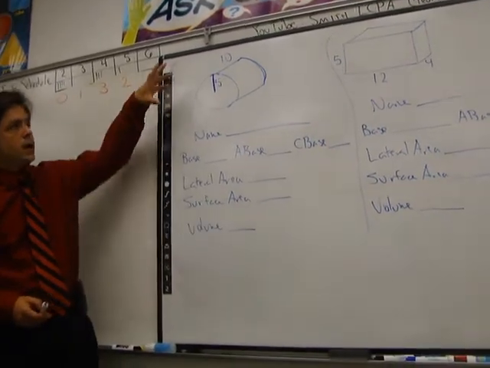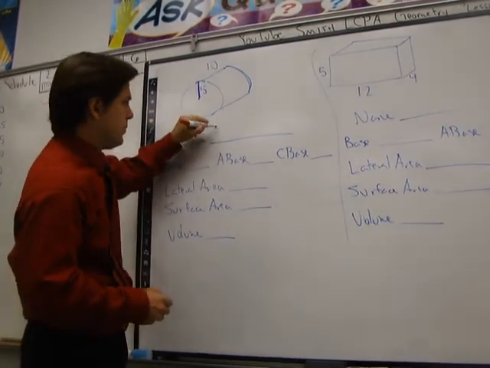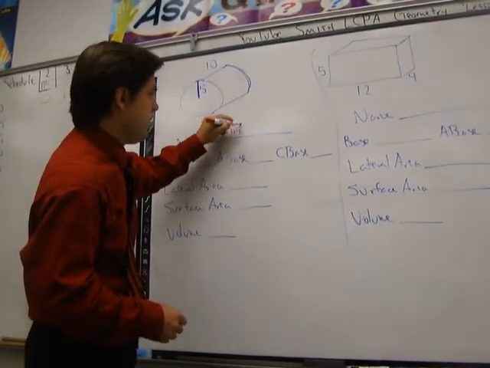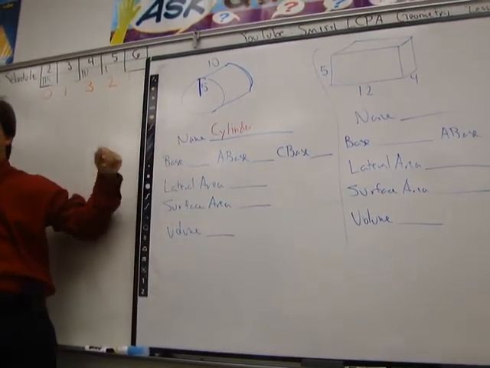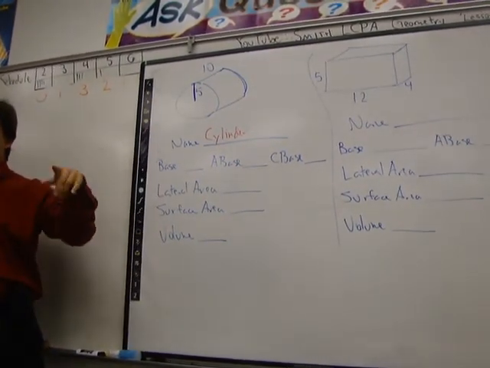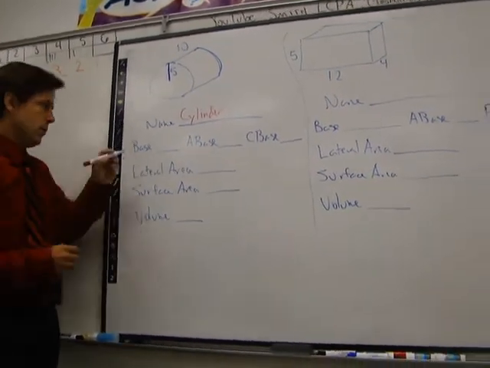Okay, so guys, what would be the name of this figure here? Cylinder. Spelled C-Y-L-I-N-D-E-R. Okay, so when I use the word Base with a capital, I'm not talking about a number. I'm talking about a shape. So what is the shape that is the base of a cylinder? Circle.